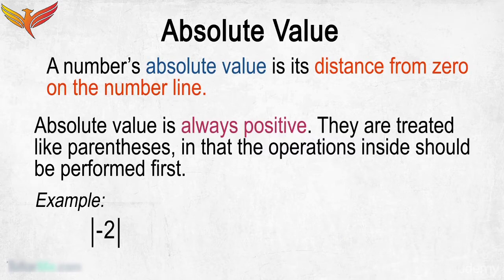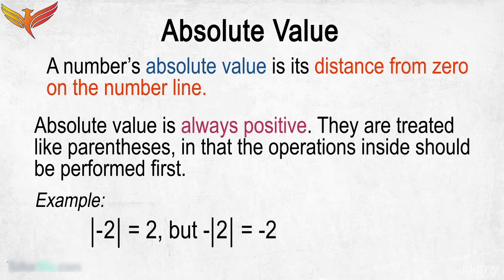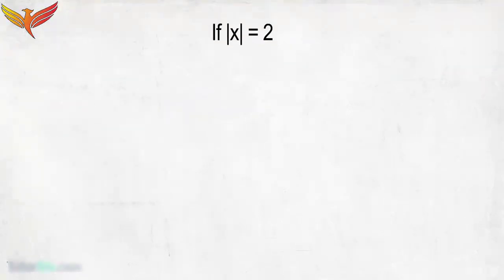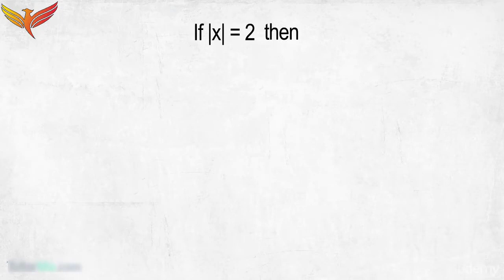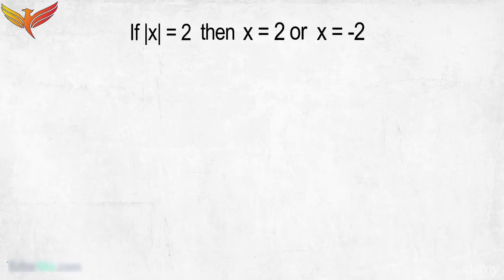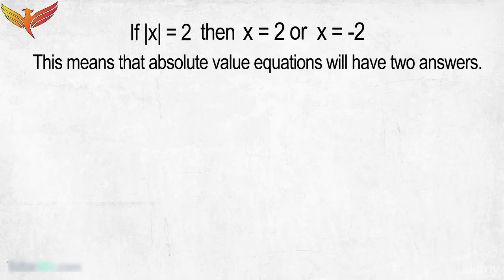For example, the absolute value of negative 2 is 2, but the negative absolute value of 2 is negative 2. If the absolute value of x is 2, then x could be two different numbers, positive and negative 2. Remember, an absolute value is a measure of how far away a number is from 0 on the number line.